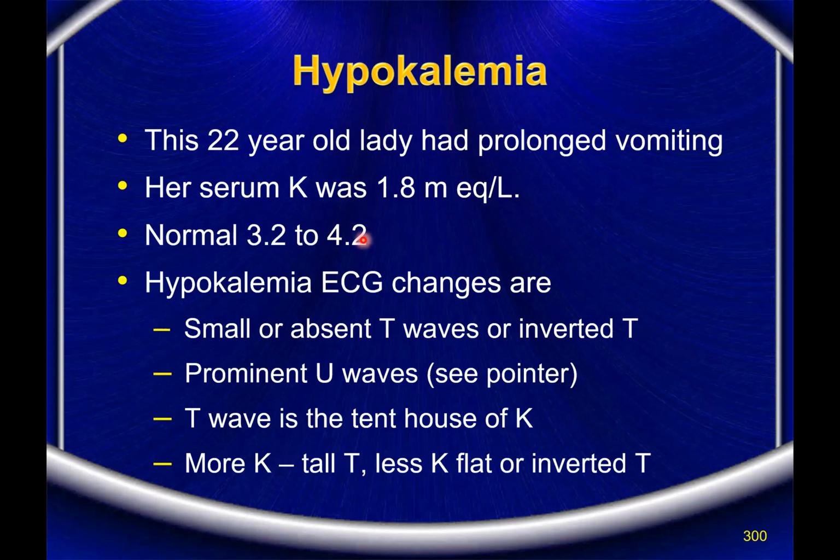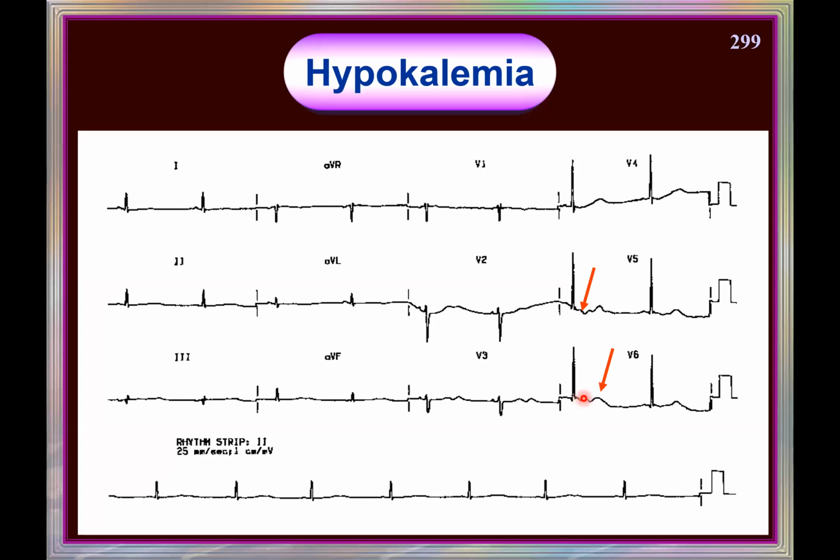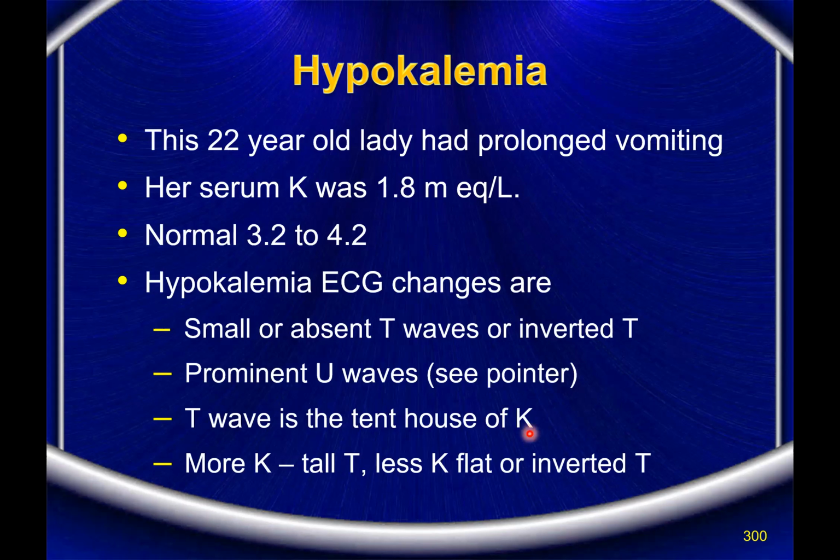Hypokalemia: a 22-year-old lady with prolonged vomiting. Because of vomiting, she lost a lot of fluid, and there is hypokalemia. Serum potassium was 1.8, normal being about 3.5 or above. Of course, hypokalemia changes are small or absent T waves or inverted T waves, and prominent U waves. See the pointer there, that is the U wave. T wave is the 10th house of potassium. More K, tall T; less K, flat or inverted T.